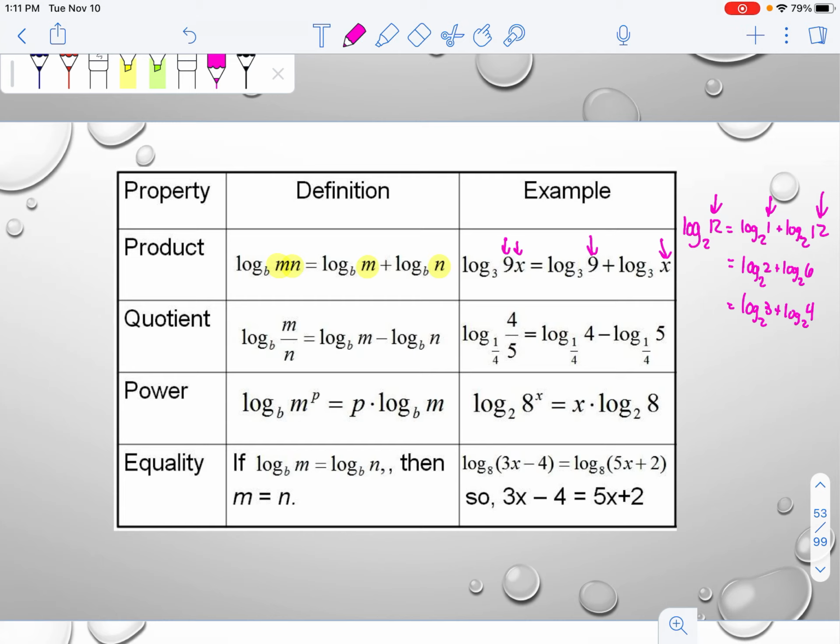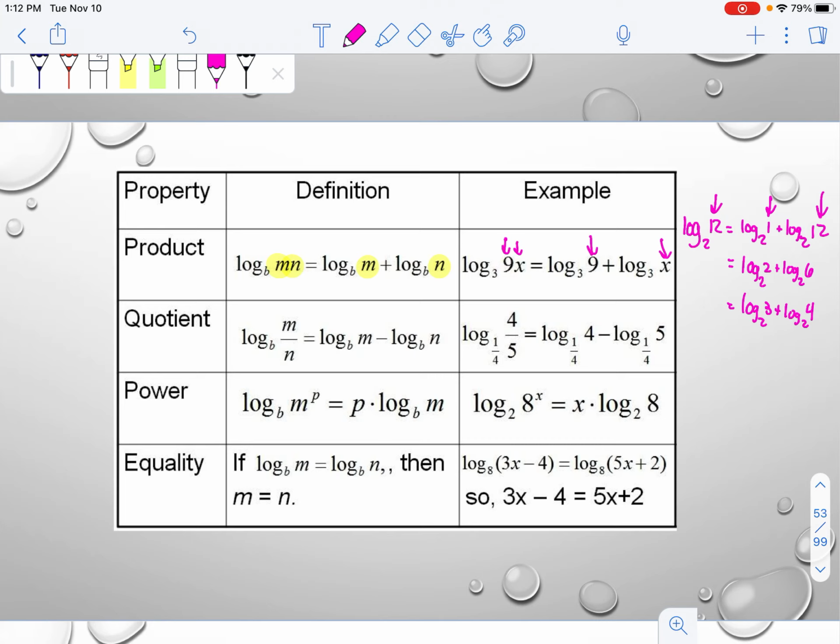Quotient: you're subtracting. Just like the quotient rule of exponents, you subtract the exponents, now we subtract our numerator and our denominator. An example here: if you have log base 1/4, again the base could be anything, of 4/5, that's log base 1/4 of 4 minus log base 1/4 of 5. You could do that with any division problem or expression as well.